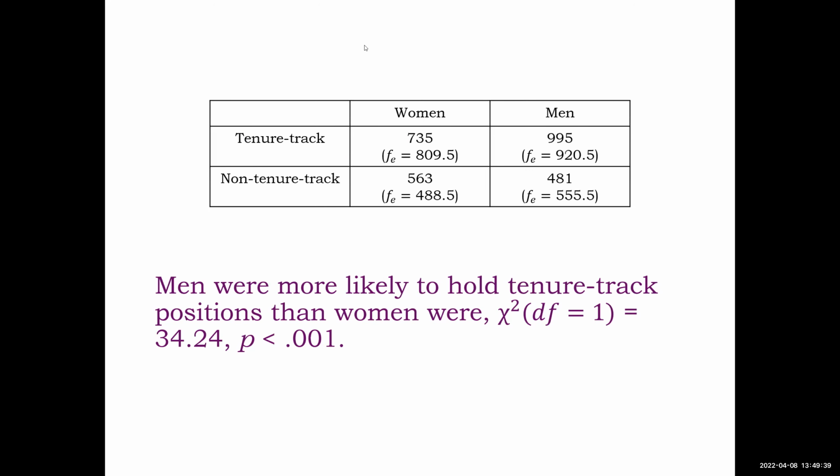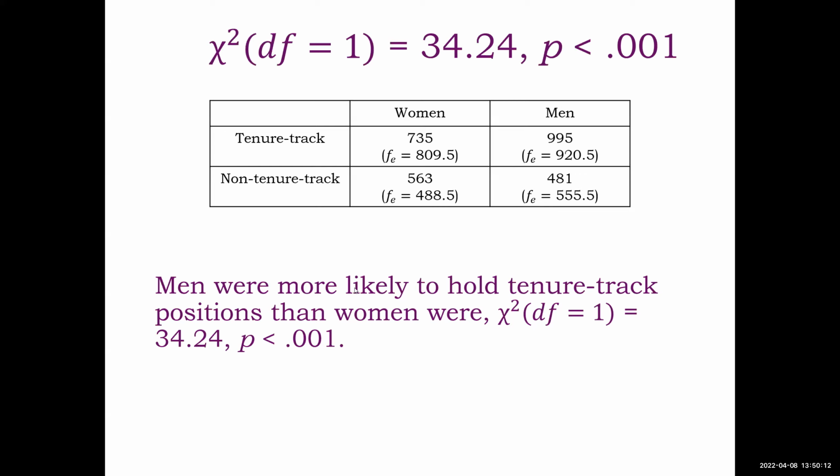Here in this table, I show you the observed frequency and the expected frequency. We can tell that there are fewer women than would be expected under the null hypothesis, that they're independent, and more men in tenure track positions. So men were more likely to hold tenure track positions than women were. Chi-square, degrees of freedom equal 1, equals 34.24, p less than 0.001. Pretty simple.